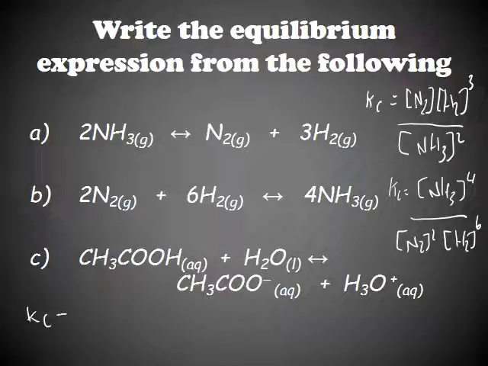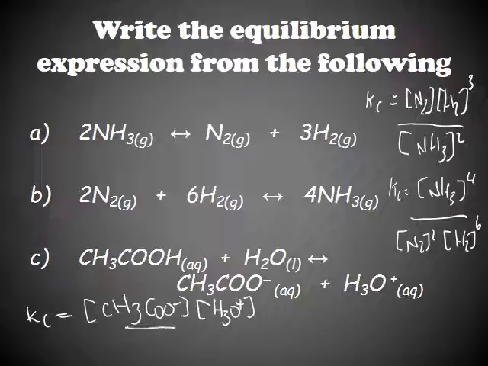the Kc for this particular acid-base reaction will be the concentration of CH3COO-, the acetate, times the concentration of the hydronium H3O+, divided by the concentration of CH3COOH, the acetic acid, times the concentration of water. So hopefully you got those all correct.